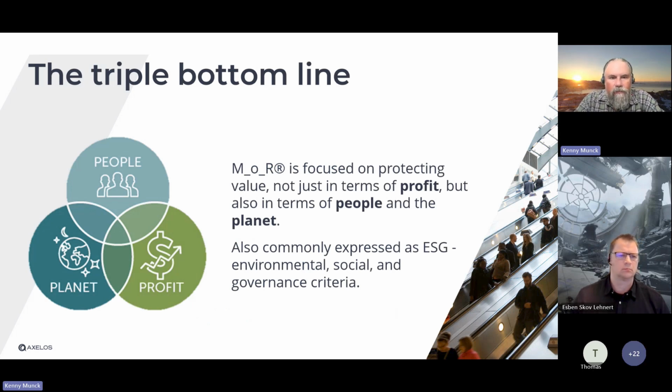The triple bottom line is also something that has been introduced in this new version. When we say protecting value, it's not just in terms of profit, it's also about people and planet. Another way of expressing this is ESG: environmental, social, and governance criteria, which is becoming a more and more common part of companies' yearly reporting. So risk is also about, let's say you do something, and you don't have a risk to profit, but you might have a risk that your organization is being stressed out, or your competences are evaporating because of knowledge strain or whatever. Those kinds of things are now part of the risk scenario and are very explicitly mentioned.